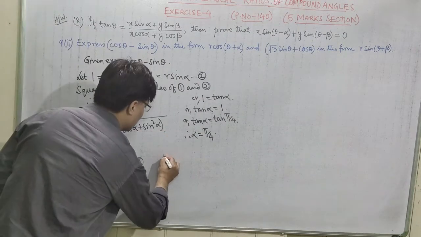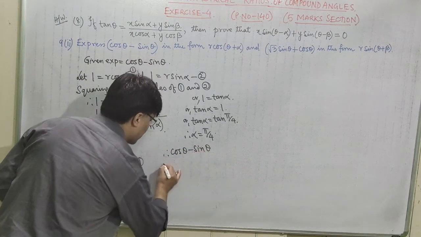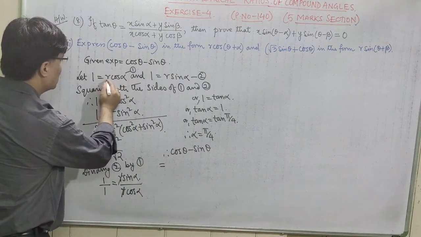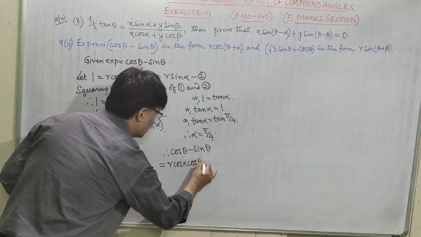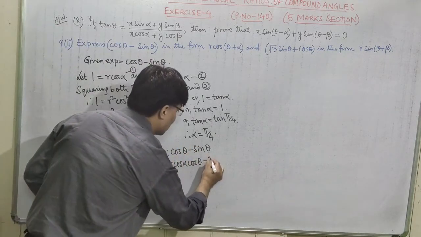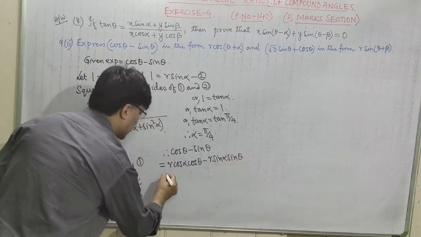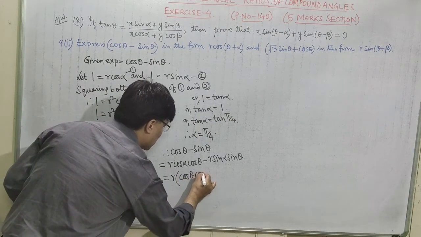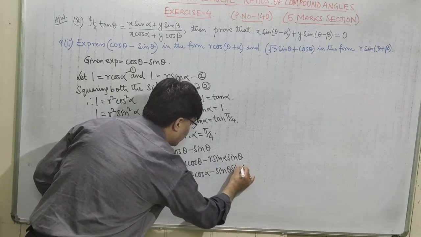Now this expression becomes, therefore, cos theta minus sin theta, which is equal to, what is the coefficient of cos theta here? It is 1. So instead of 1 you have to write r cos alpha. It is cos theta minus, here also the coefficient of sin theta is 1, so it is r sin alpha sin theta. So what is common here now? R within bracket. Let us write theta first. Cos theta cos alpha minus sin theta sin alpha.